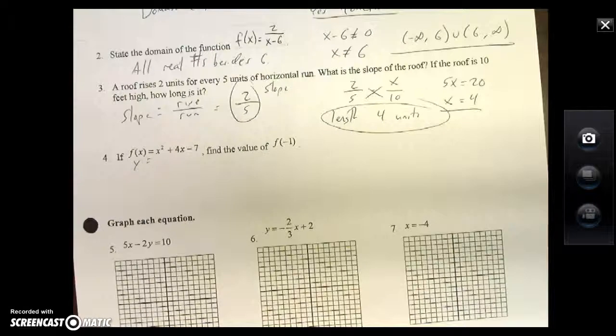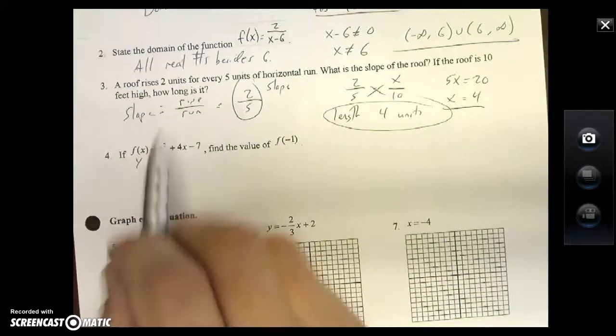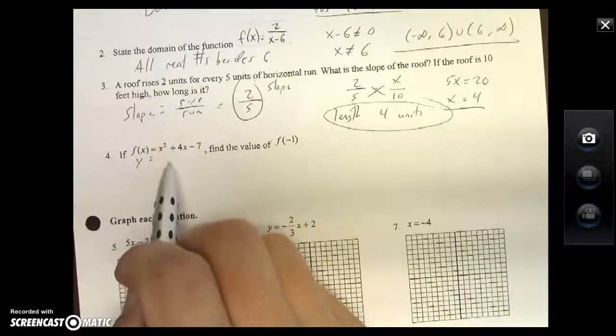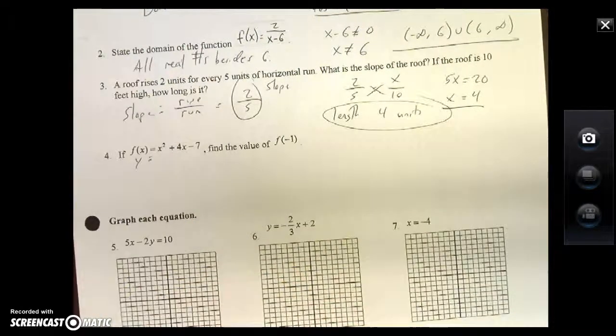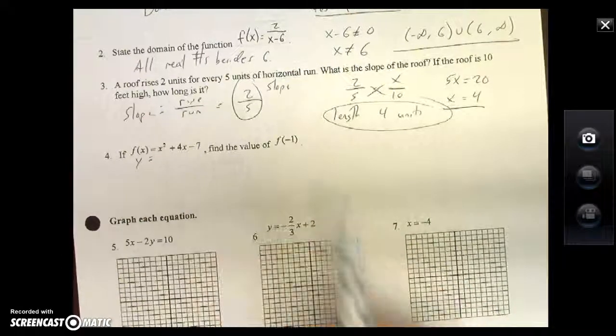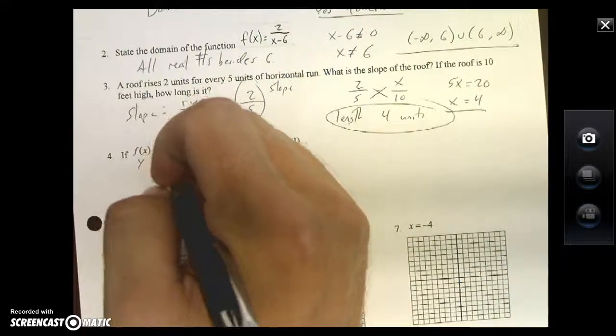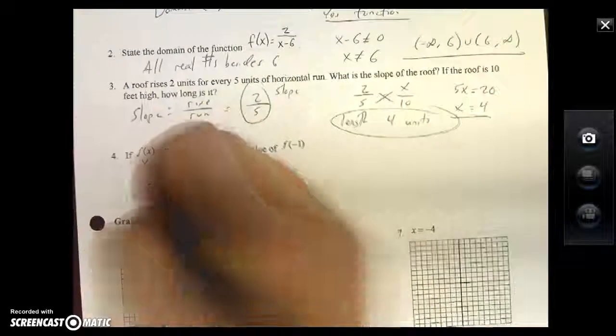I know it seems a little bit kind of weird, but it is just what it is. Now, in terms of is this linear or nonlinear, because it's x squared, this is going to be nonlinear. It's going to be a quadratic or a parabola. All we're doing is replacing all the x's with -1. So, -1 squared plus 4 times -1 minus 7.